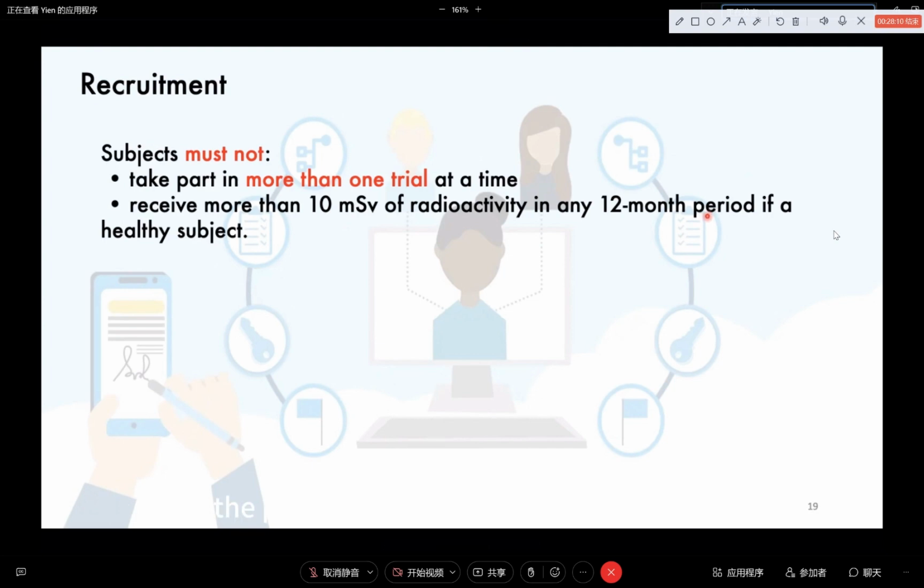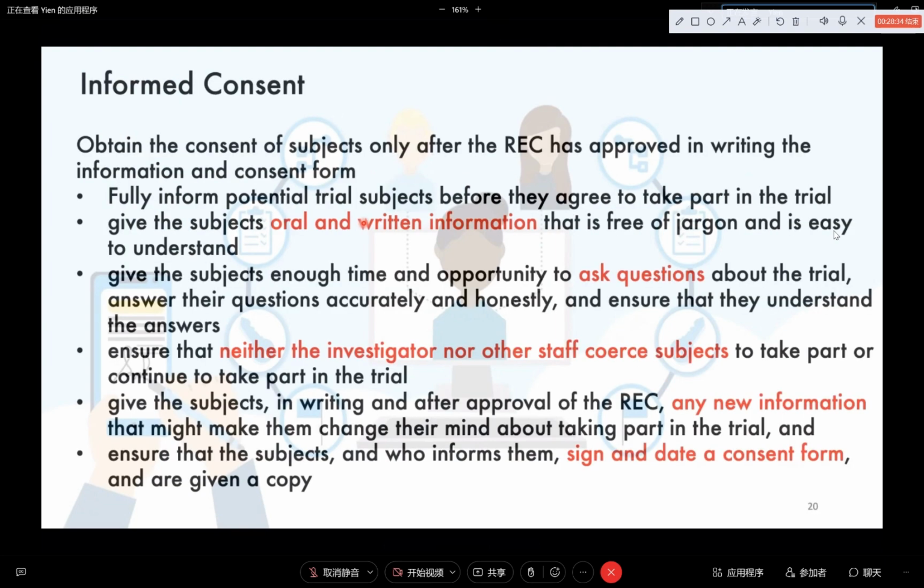This means if the subject previously participated in clinical trials which also used radioactive drugs, and now as a healthy individual wants to participate in more clinical trials that use a radioactive drug, and it exceeds the level of this 10 microSv, then the subject cannot join this clinical trial.